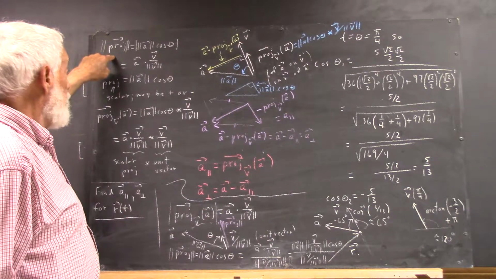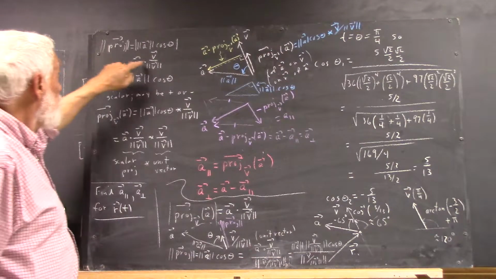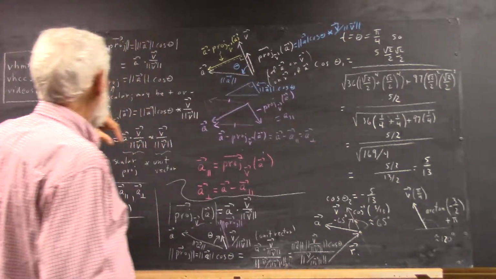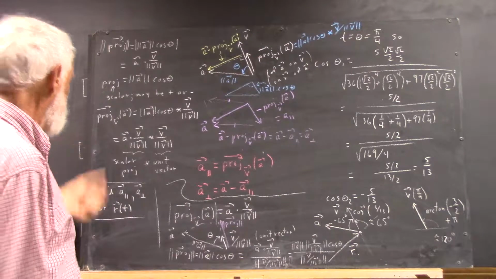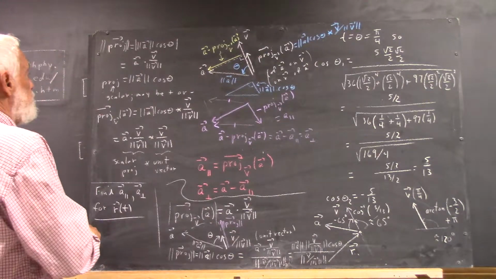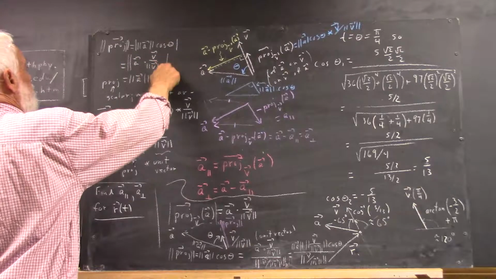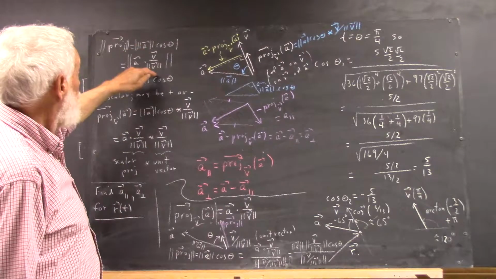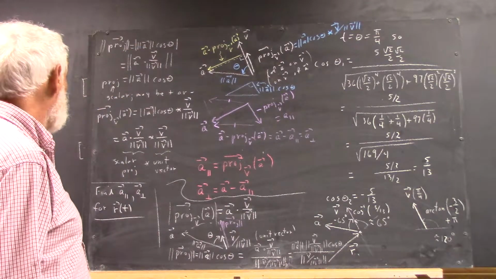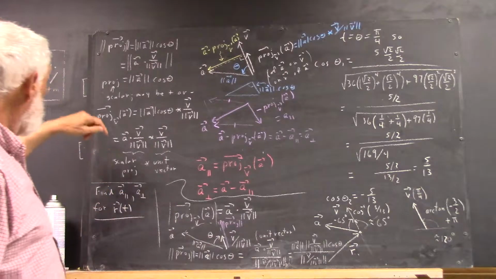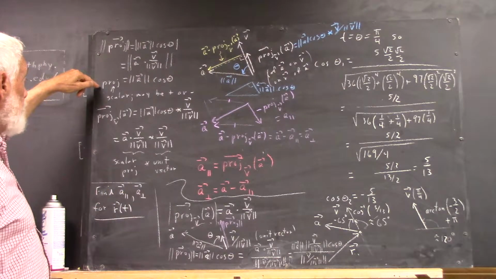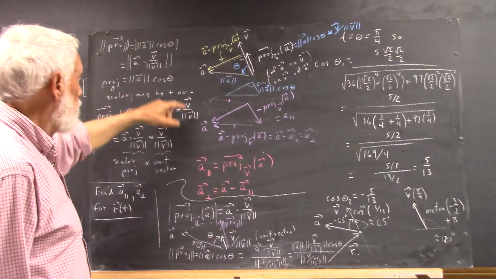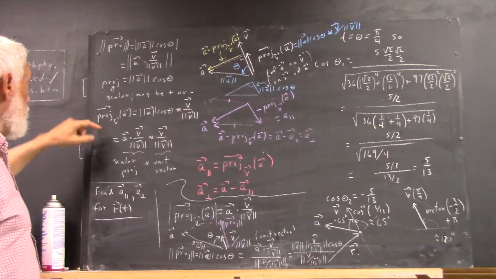So the magnitude of the projection is the magnitude of A cosine theta, and that is the length of this side. Okay, and that's the magnitude of A dotted with a unit vector. The unit vector, it turns out, and the reason for that we'll talk about in a minute. So the scalar projection is magnitude of A cosine theta. That's this thing. We multiply that by the unit vector V over magnitude of V, and we have the vector projection.